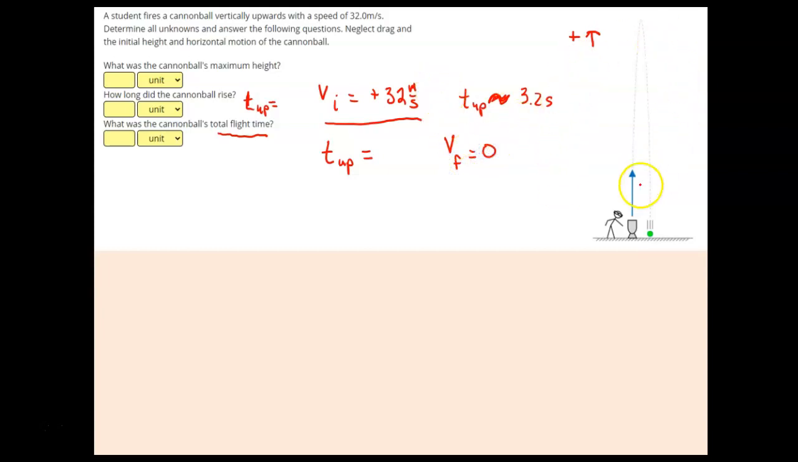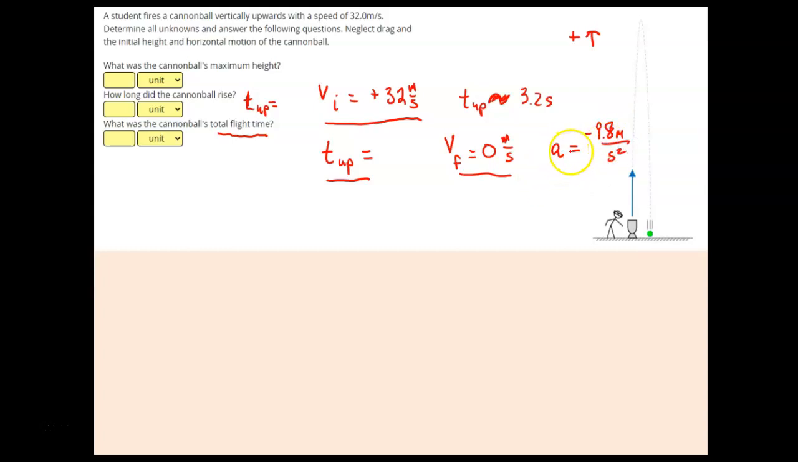We know when the object comes down again, the final velocity is going to be negative 32 meters per second. But since we're looking for how long it rose, at the highest point its final velocity is going to be 0. So we know this, and we want to find this. We know one other thing that wasn't specifically called out in the problem: the acceleration due to gravity is negative 9.8 meters per second squared.